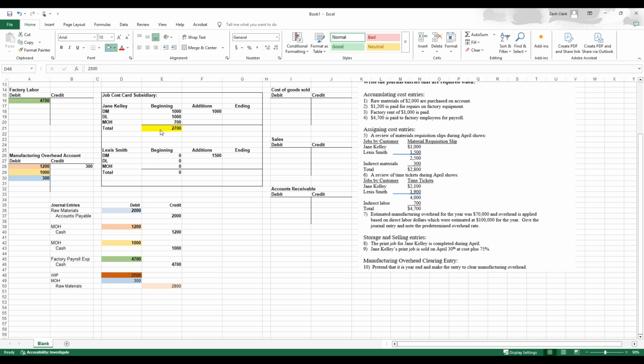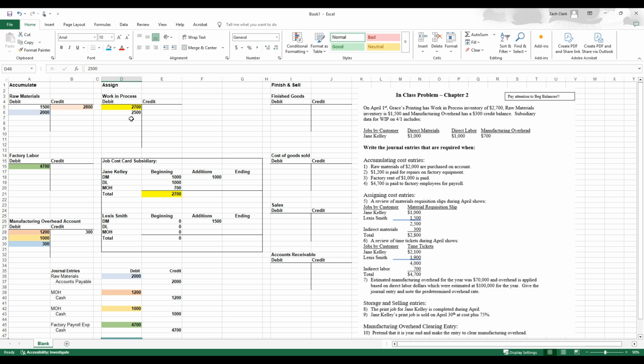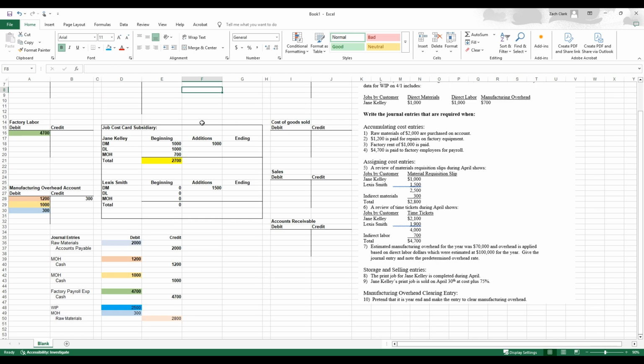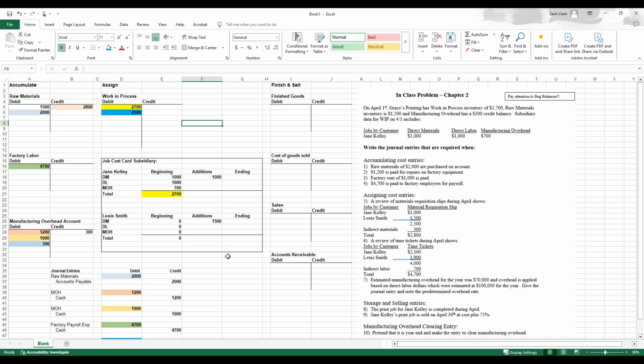It's too close to the other color. There we go. Neon blue. Okay. And then anything that moves into WIP, we have to apply down here because, again, this is just the detail of this. So if we put $2,500 of direct materials into work in progress for these Jane Kelly and Lexus Smith jobs, we need to actually, well, I guess it is here, right?